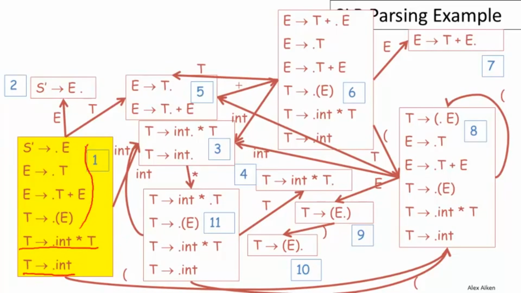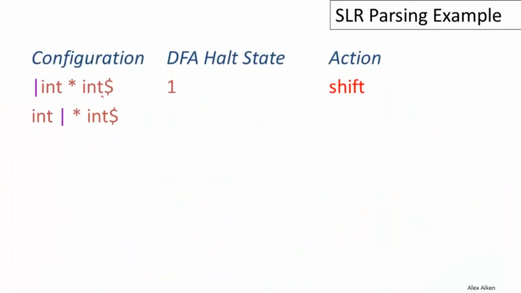All the other items in here also have their dots all the way at the left side of the item, so there's no possible reduce move in this state. The only thing we could possibly do is shift, and it's okay to shift an integer. So to summarize, on the initial configuration of the parser, the DFA halts in state 1. It never even gets out of state 1. It starts there and ends there without reading any input because the stack is empty. And the action that that state tells us to do is to shift. So that leaves us in the following state.